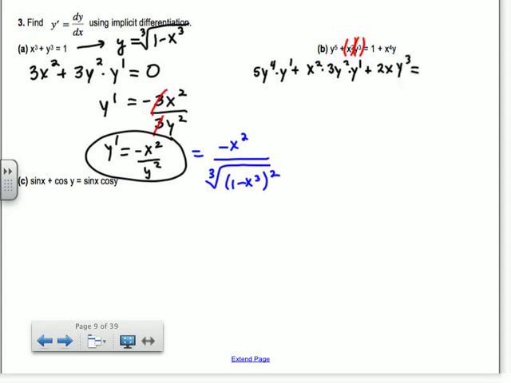derivative of 1 is 0. And then I have a product rule on the second piece, x squared times y. So I'm going to have x to the 4th times y prime plus 4x cubed times y.